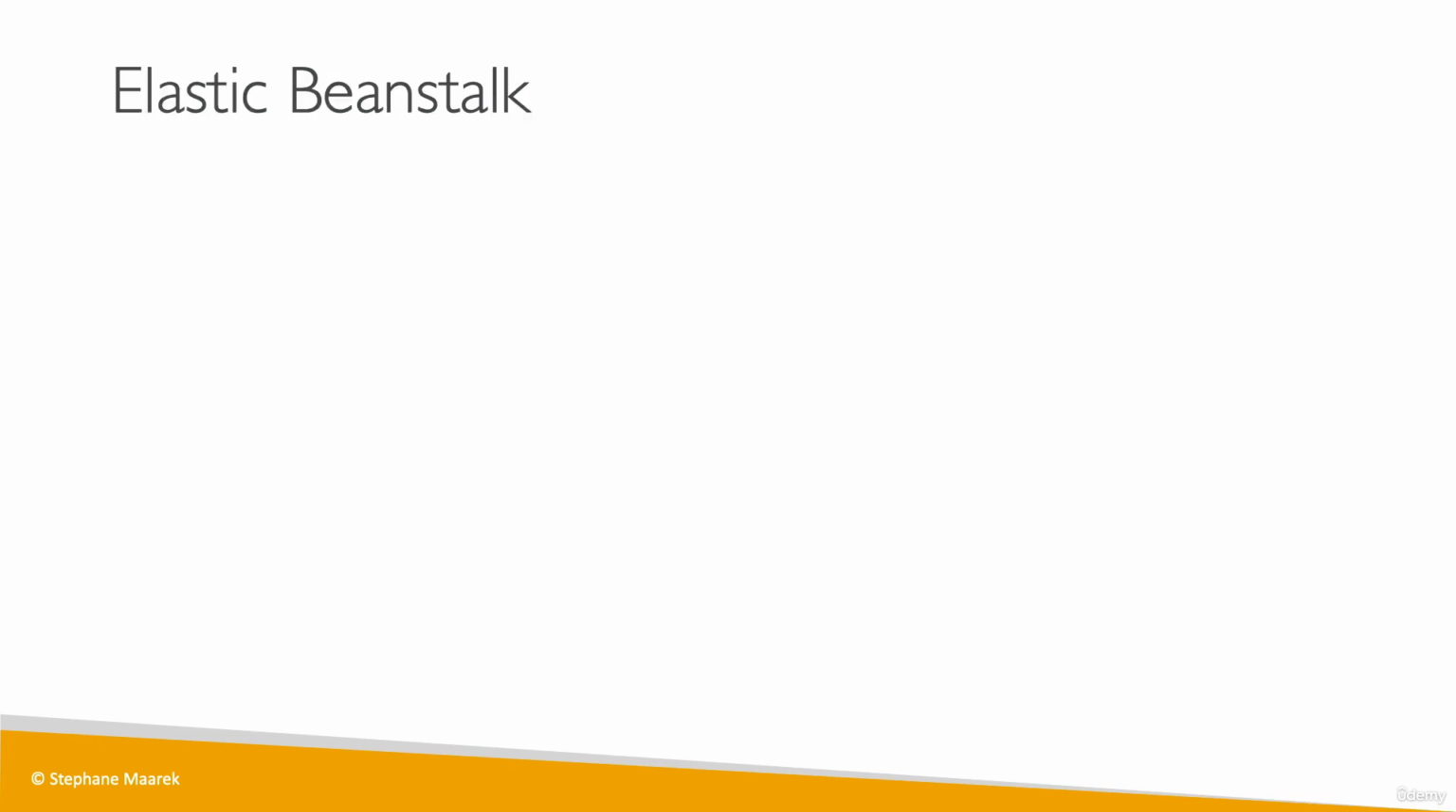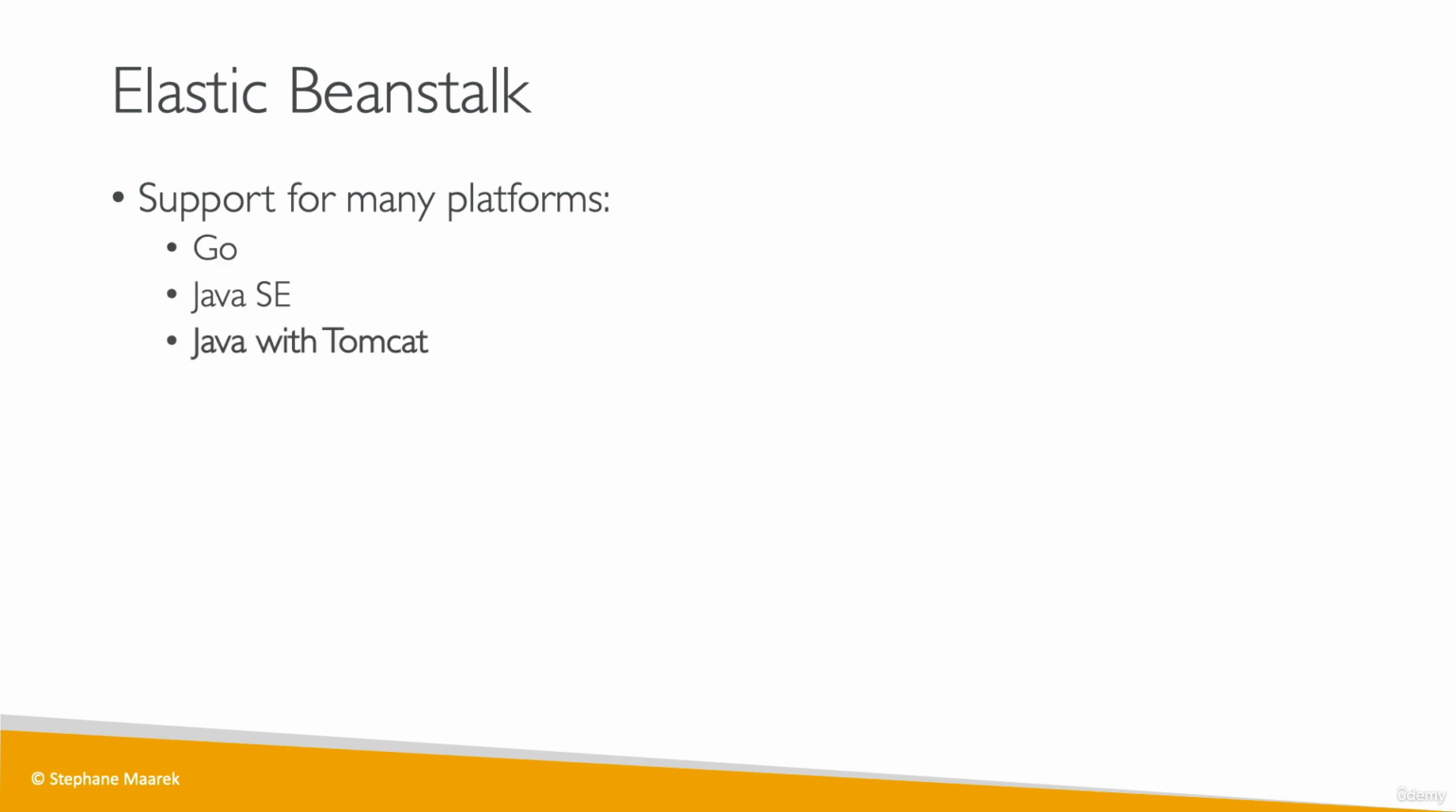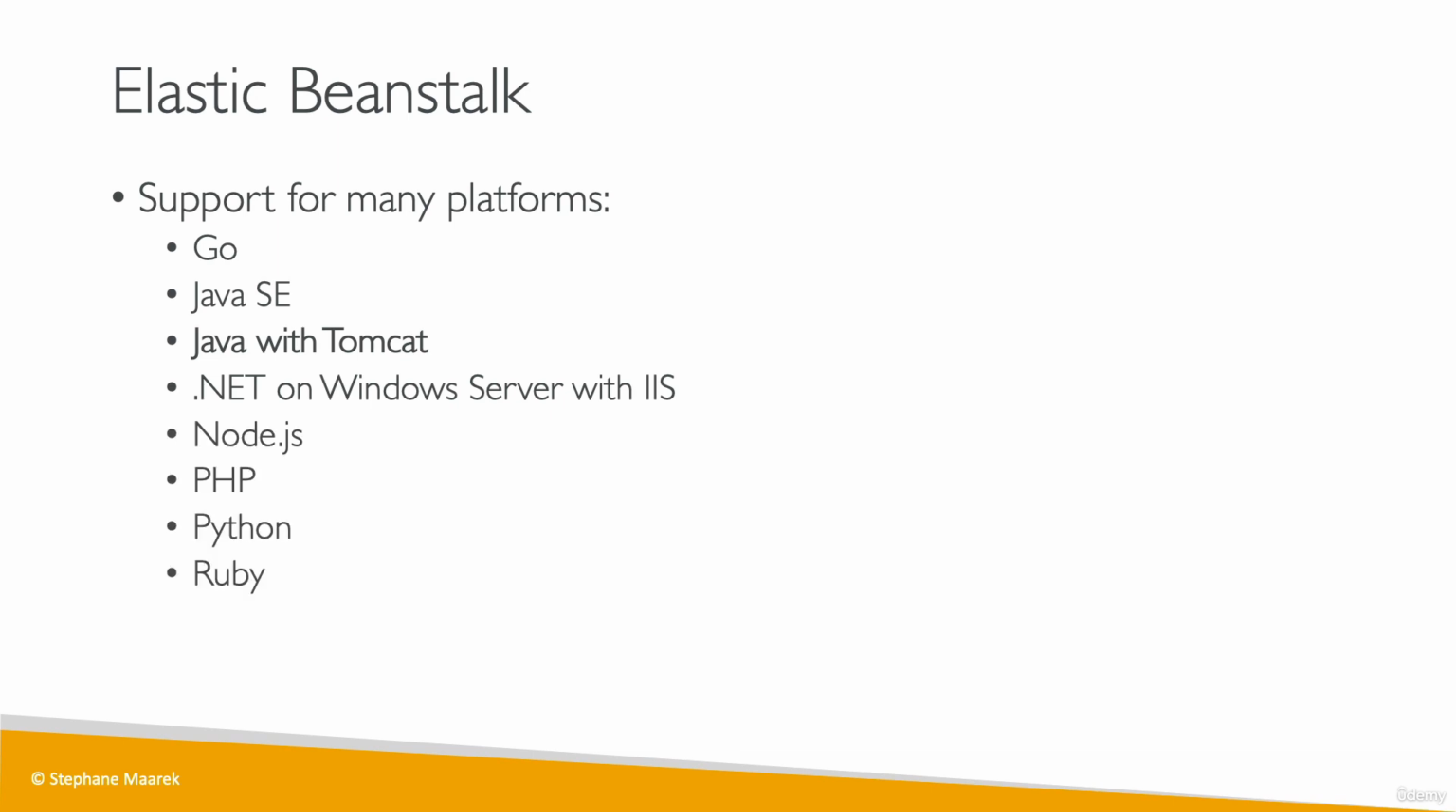Okay, so Beanstalk has support for many platforms, and you have to remember some of them. Go, Java with Tomcat, and that is very important because if you have a Tomcat application on-premise and you want to migrate it to the cloud, Java with Tomcat is a great option on Beanstalk. .NET applications for Windows Server, Node.js, PHP, Python, Ruby, Packer. So as you can see, there's a bunch of support for many different runtimes.